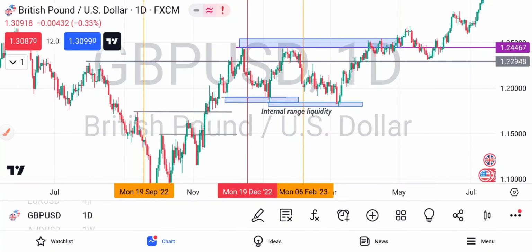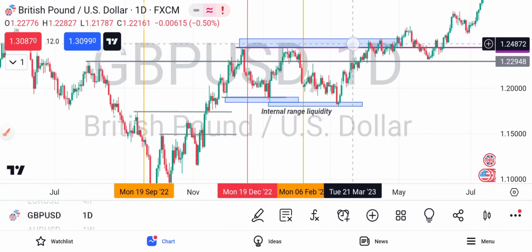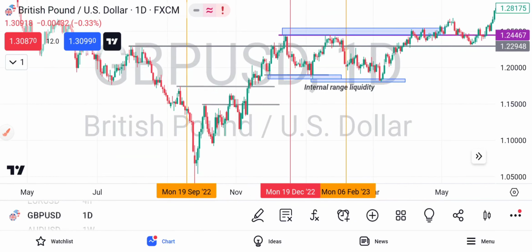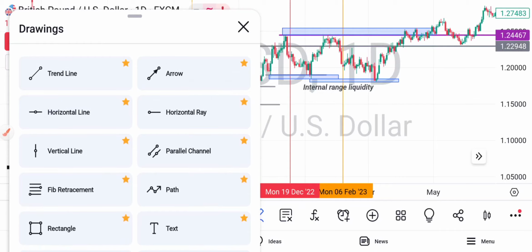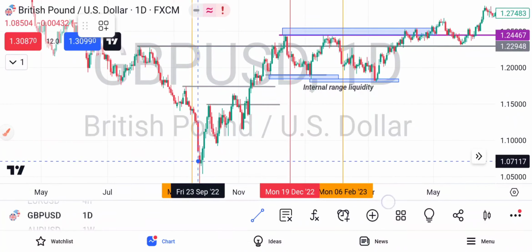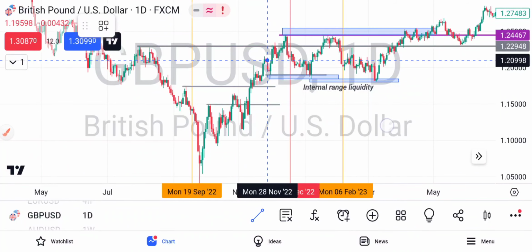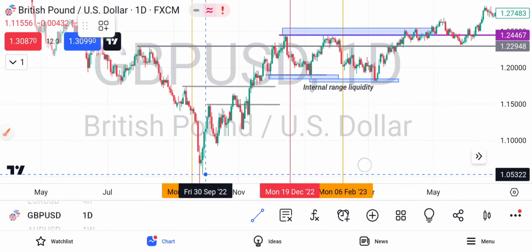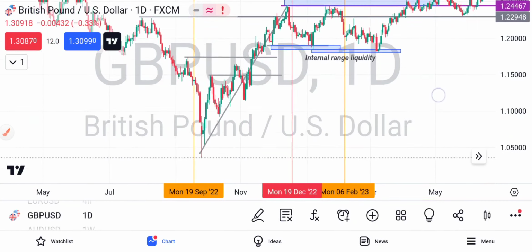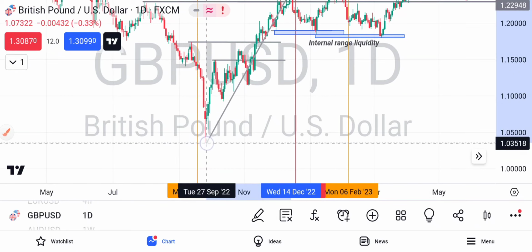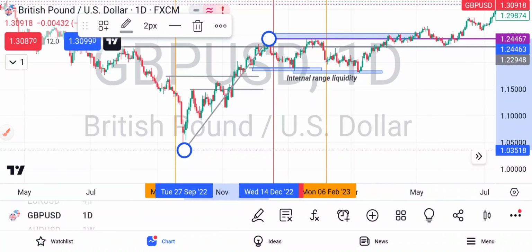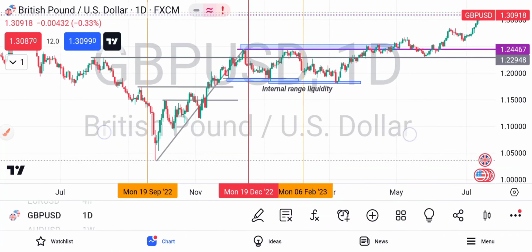So above this relative equal highs now is what we call external range liquidity, because this was the range. See our range now. This was our range. Let me use this strong line. So from here to here. From here to here was our initial range. That is the range. That is this price range. Now you can see it's highlighted. That is our price range.